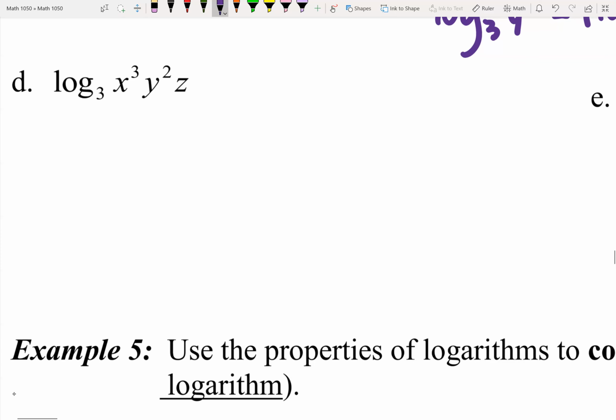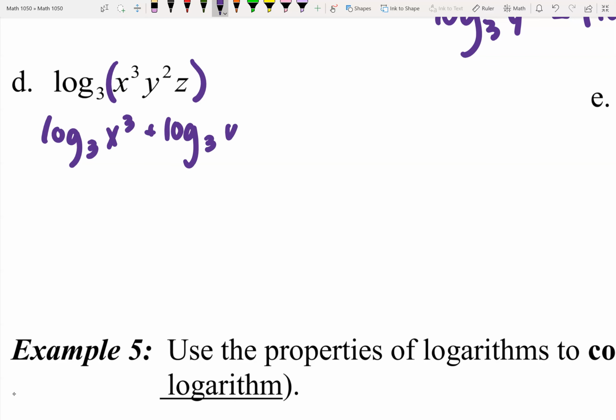Everybody in the room, tell me, how many times will I write the word log right here? Talk to me. 3 times. 1 for the x, 1 for the y, 1 for the z. So everybody go log base 3 of x to the third plus log base 3 of y to the second plus log base 3 of z. If this were a 3-point question, you would miss 2 of the 3 points. What do I have to do?